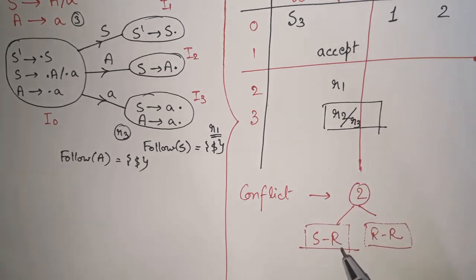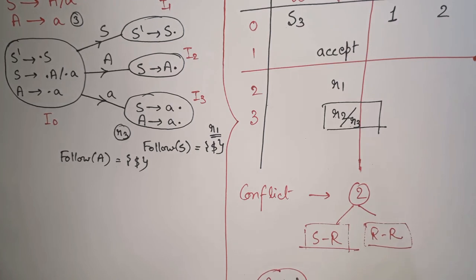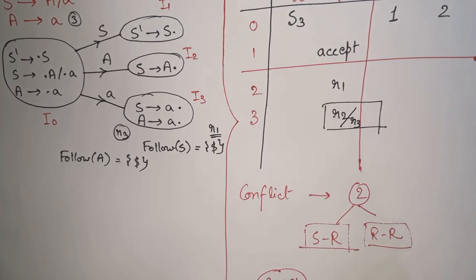Now what is SR conflict? For example, if you are having something like A gives alpha dot, means whatever alpha is, you are having dot at the end. You are having one state in which you are getting dot at the end.